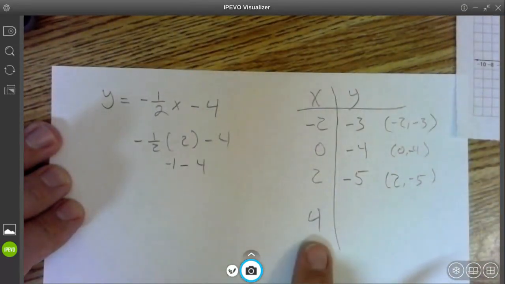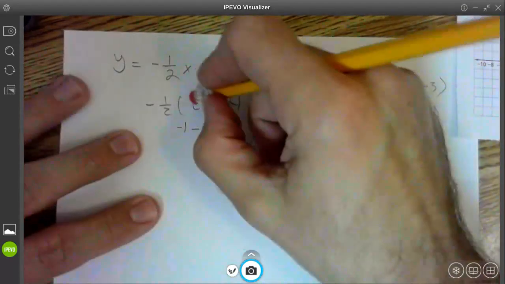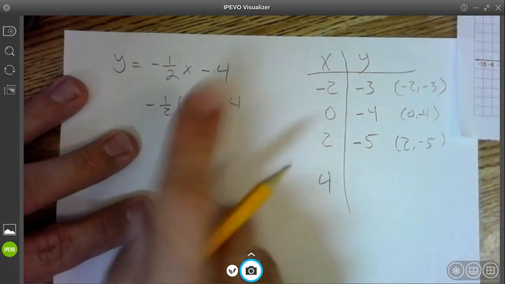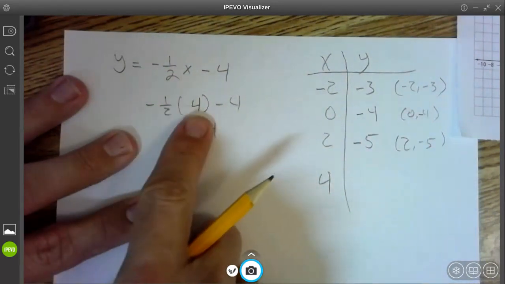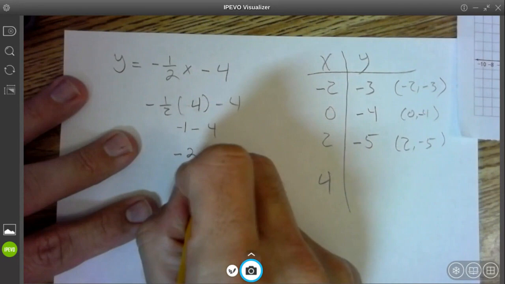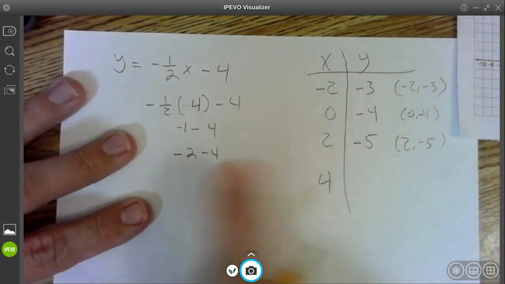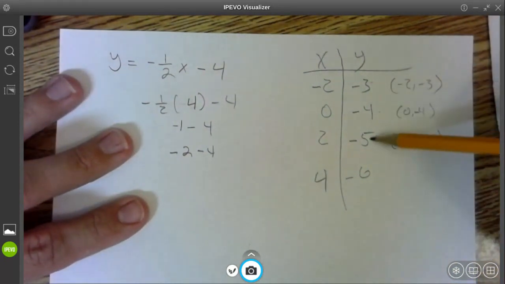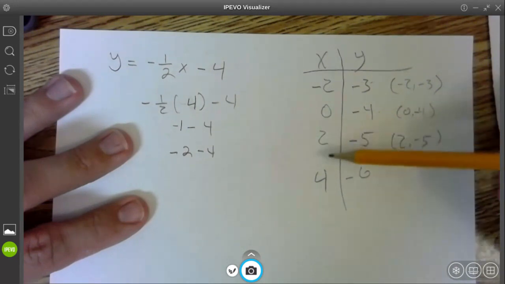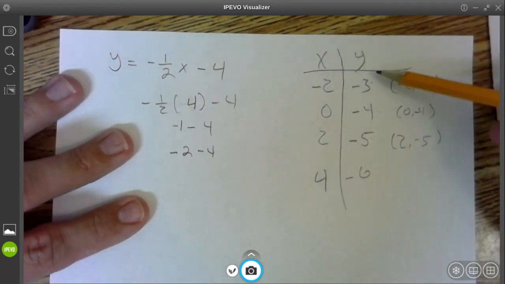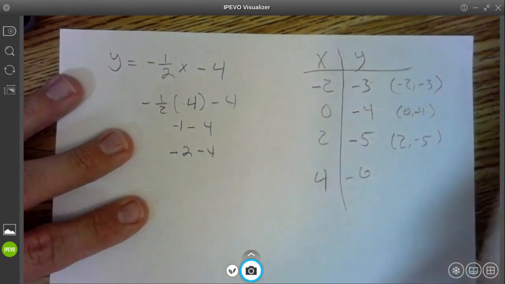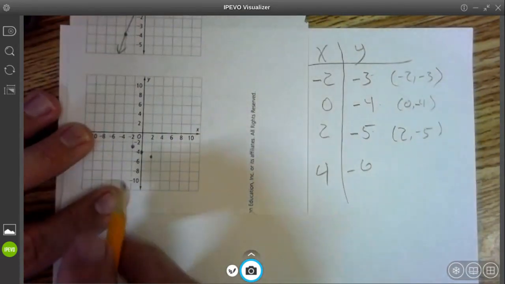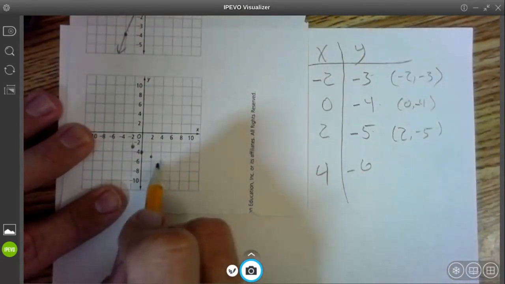And let's look at the last one here, plugging in 4 for x. -1/2 times 4, it's going to be -half of 4. That's 2. So -2 minus 4 is -6. And notice the pattern here, -3, -4, -5. So as you're going up by 2 on the x's, the y's are going down by 1. That's a little pattern you've got to look for. It's always helpful to notice those. So 4, -6.